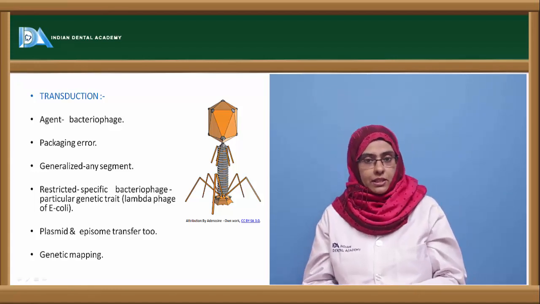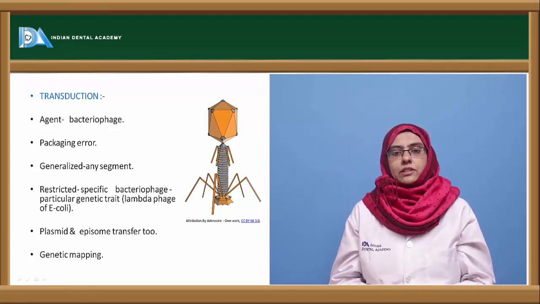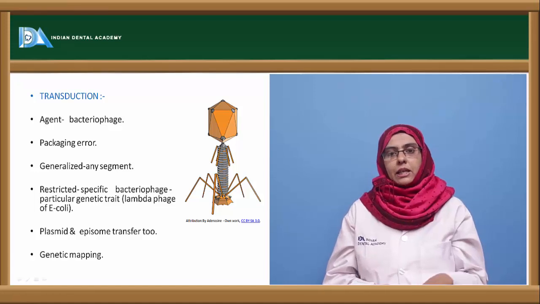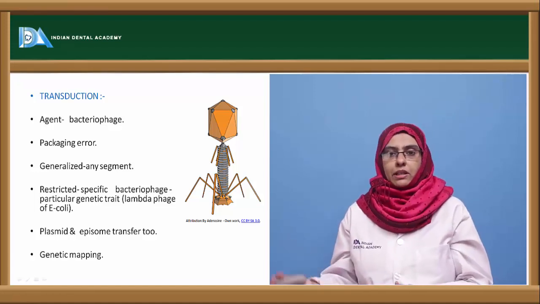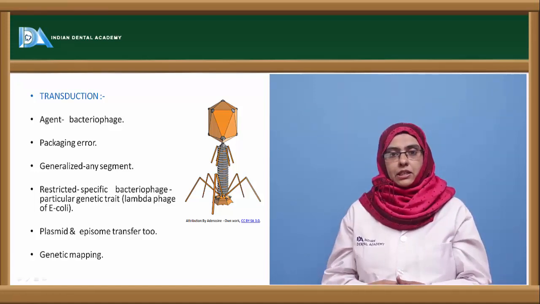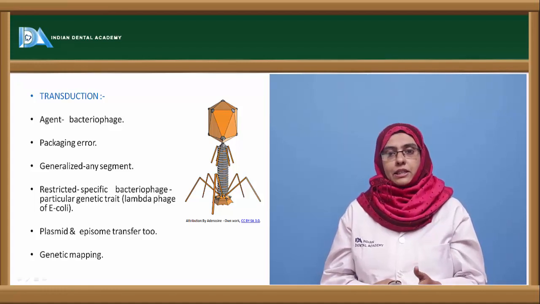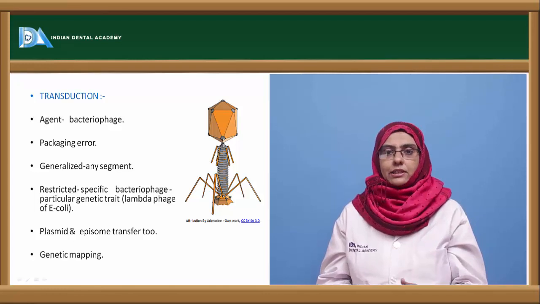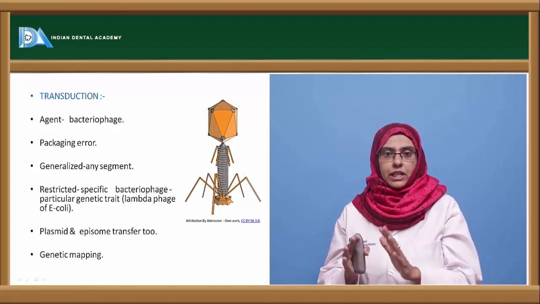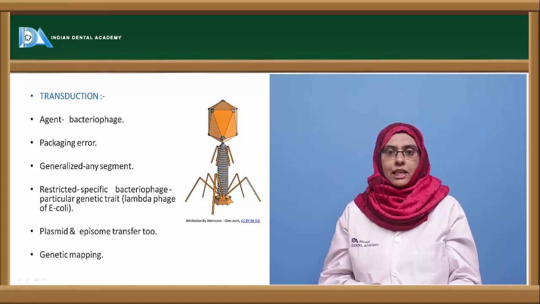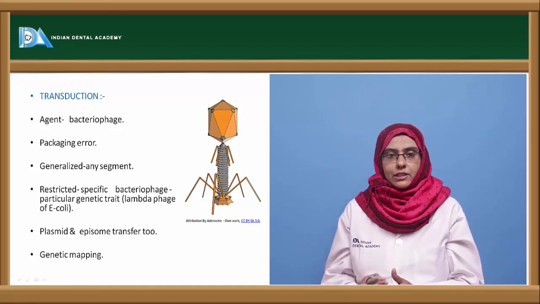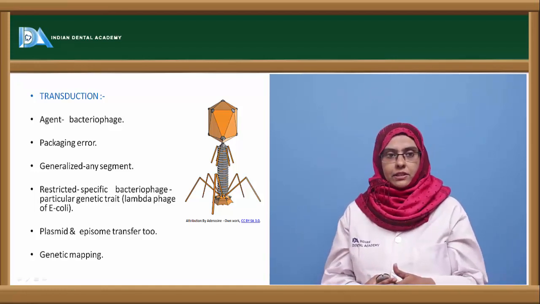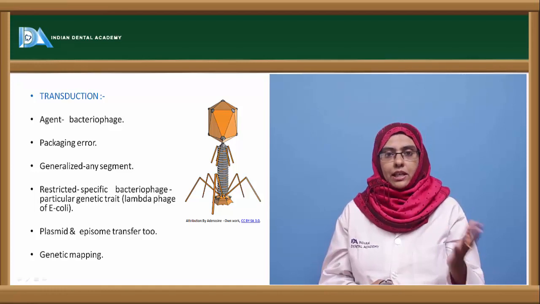It can be generalized transduction or specialized transduction. Generalized transduction means any part of the bacterial chromosome can be transferred, whereas specialized transduction usually takes place in a life cycle of a bacteriophage, which is called the lysogenic cycle. So bacteriophage has two types of life cycle. One is called a lytic cycle, the other one is called a lysogenic cycle.